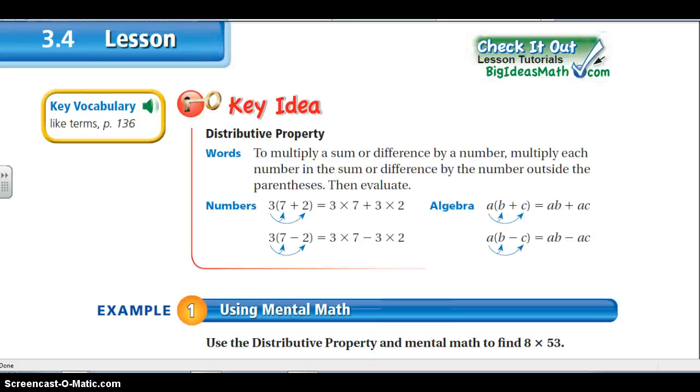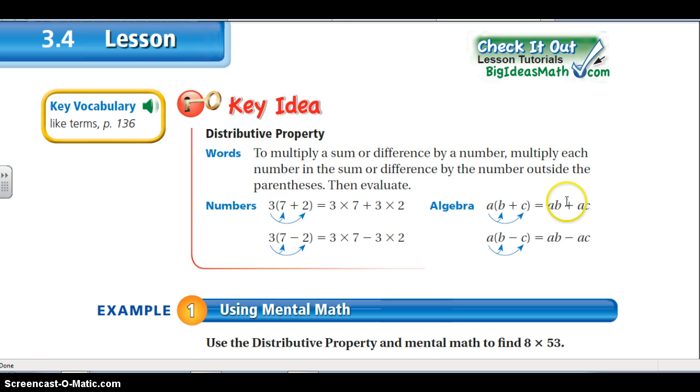Okay, this is lesson 3.4. You're looking at the distributive property. When you did the activities, you were starting to understand how you can multiply a number times two different numbers within a parentheses, perhaps, and come up with the same answer.